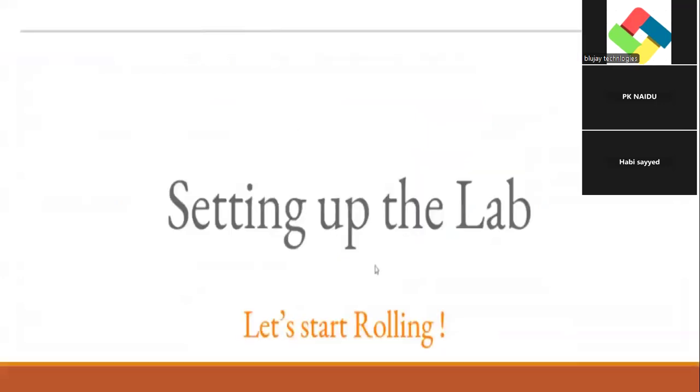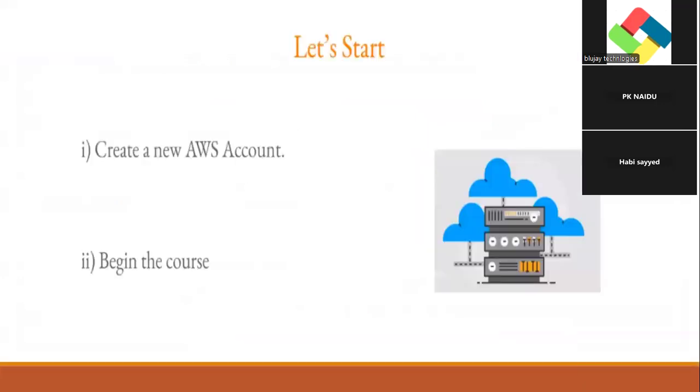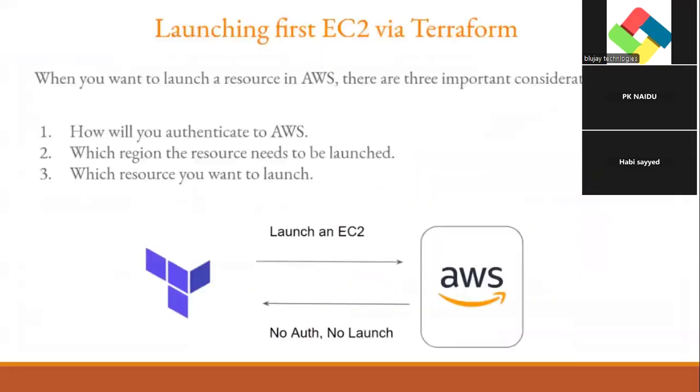Okay, setting up the lab. We already know the EC2 instance. When you want to launch a resource in AWS, there are three important considerations. First, how will you authenticate with AWS? What did we create yesterday? How did we authenticate with AWS through the AWS CLI?